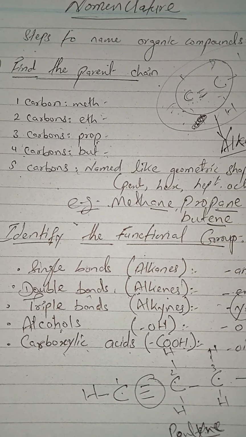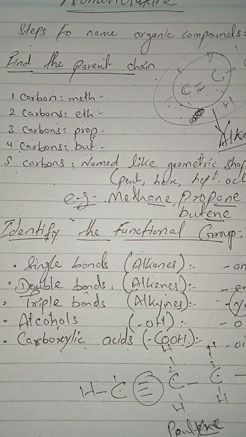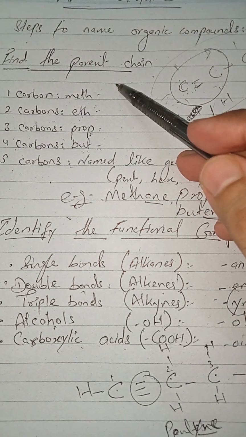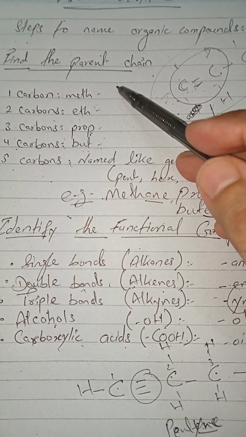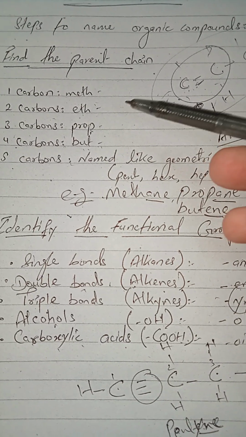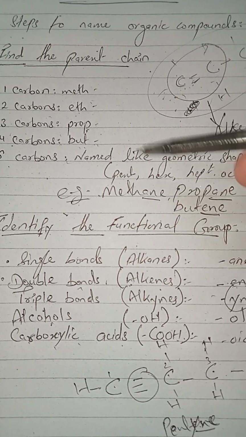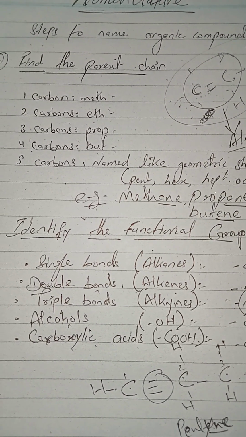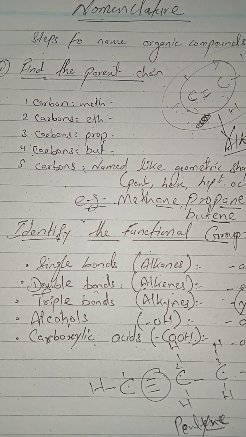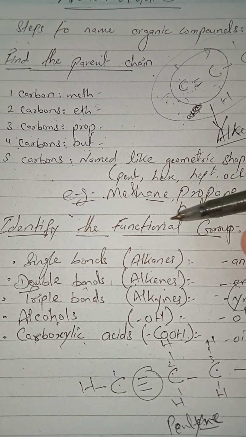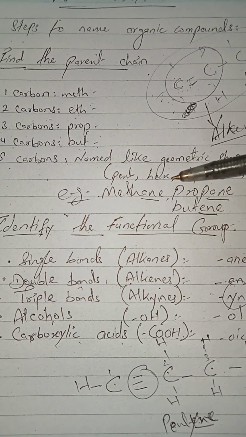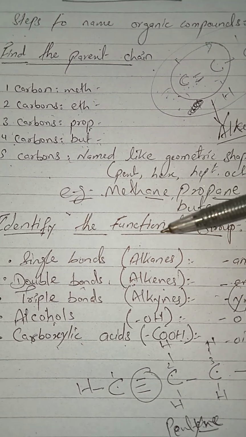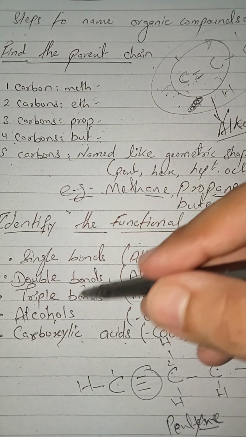The first one is to find out the parent chain, which is the longest continuous chain of carbon atoms containing the principal functional group or highest priority bond. The number of carbons in this chain determines the root name, like methane, ethane, propane. Similarly, the second most important thing is the functional group, which determines the highest priority functional group on your compound, and this is the suffix ending. Suffix means the ending of the names. We write ending names like these.